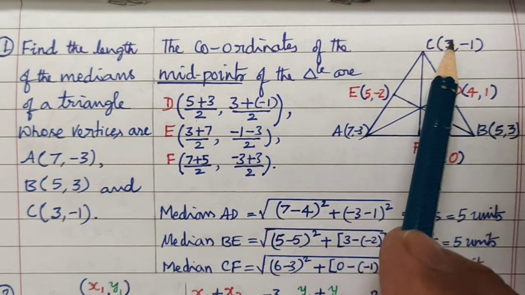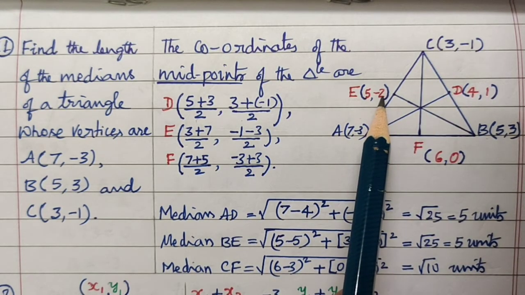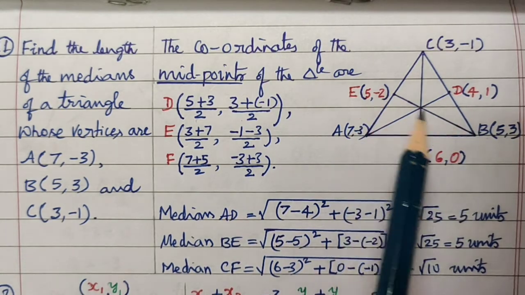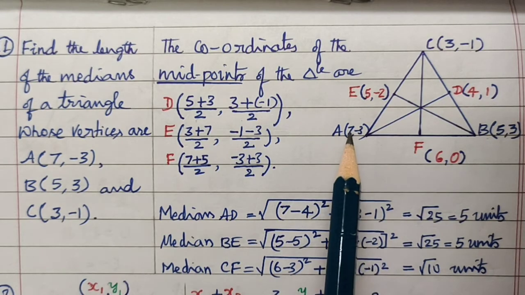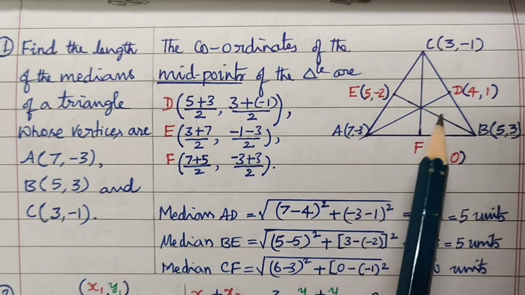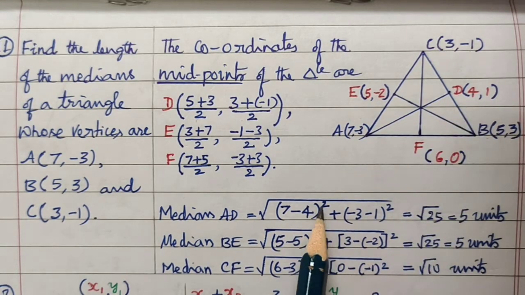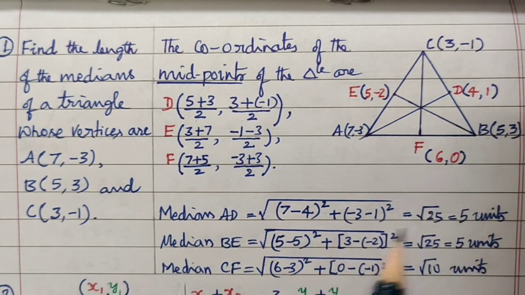This plus this divided by 2, that is 5, this plus this divided by 2 will give minus 2 coordinate of this. So we can easily find out the medians. Median AD is given by square root of 7 minus 4 whole square plus minus 3 minus 1 whole square, that will be 5 units.